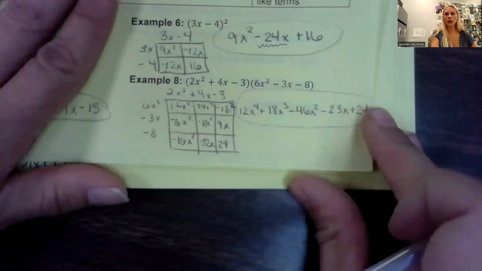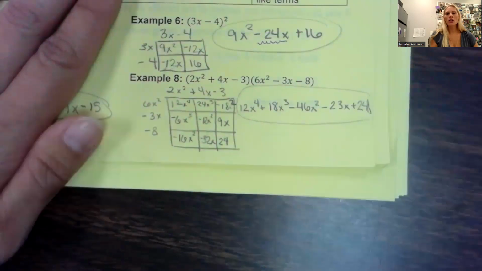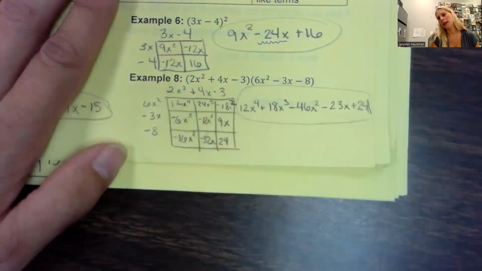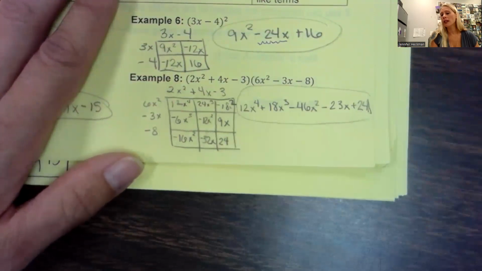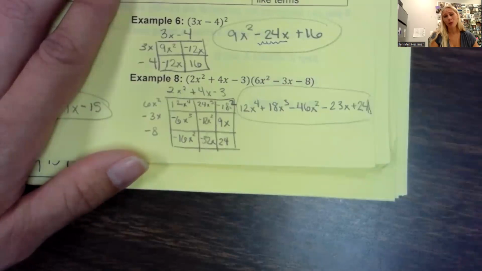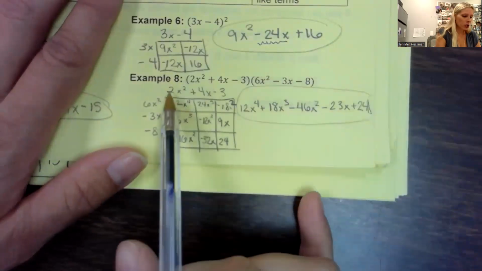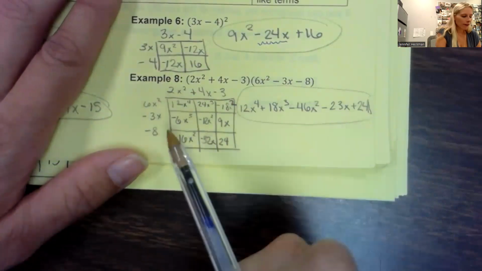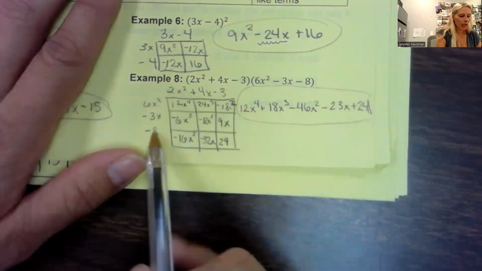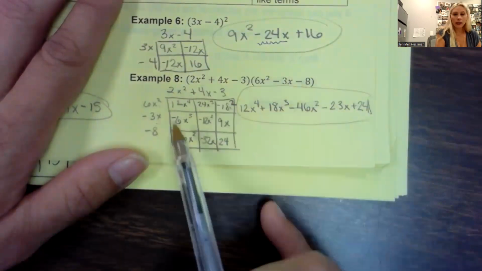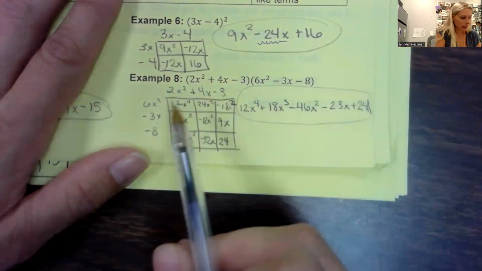Okay, hopefully you tried that by yourself. As you can see, I had to write a little bit smaller just because of the space given. If you don't have enough space, go get another piece of paper, do it on the back side of your packet, whatever you need. So I have this 2x squared plus 4x minus 3. I have this 6x squared minus 3x minus 8. Okay, so let's double check that I did this.